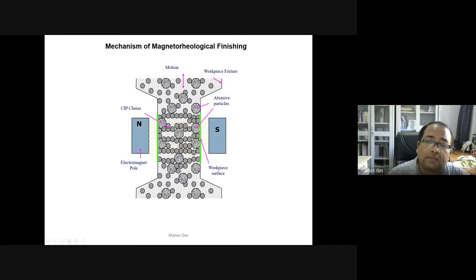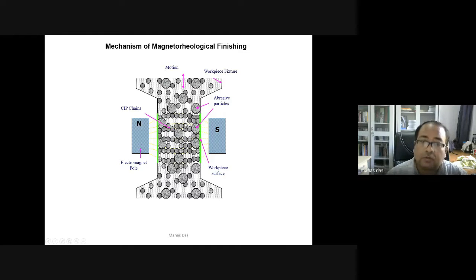Now, if you flow this fluid through some pressure gradient, then at that time you have to break the chains. For the fluid to flow, you have to break the chains. Otherwise these chains resist the flow of the media.